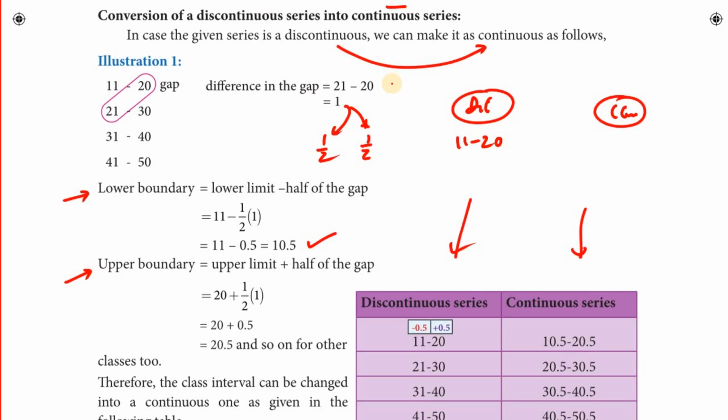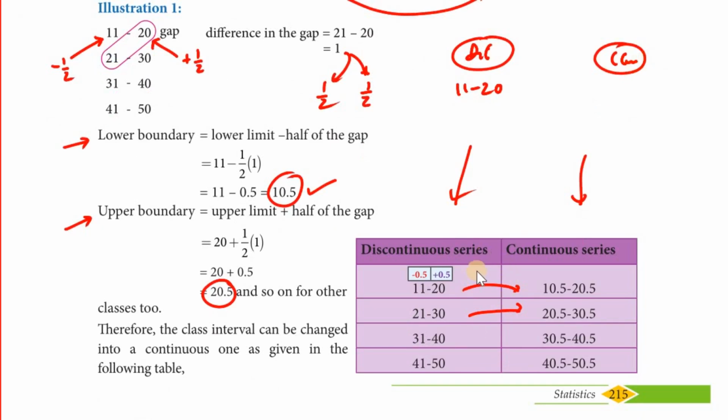Because from 11 I have subtracted half, and to 20 I have added half. So minus half subtracted and plus half added. So this makes my new numbers 10.5 and 20.5. So for the continuous group, see, this is the number. 11, 20 becomes 10.5, 20.5. 21, 30 becomes 20.5, 30.5 and so on. Therefore, the class interval can be changed into a continuous one. You see the example over here.